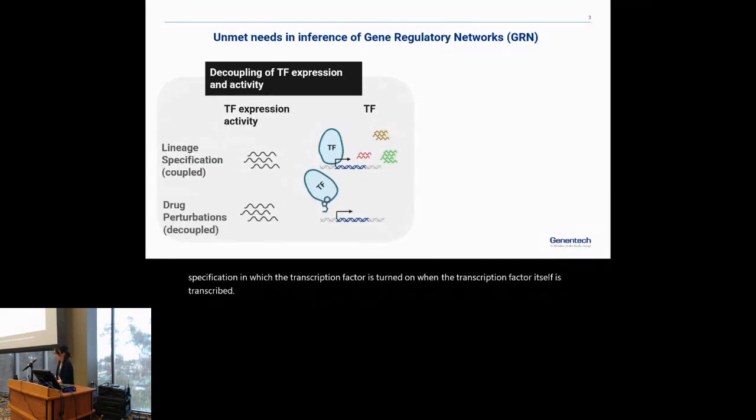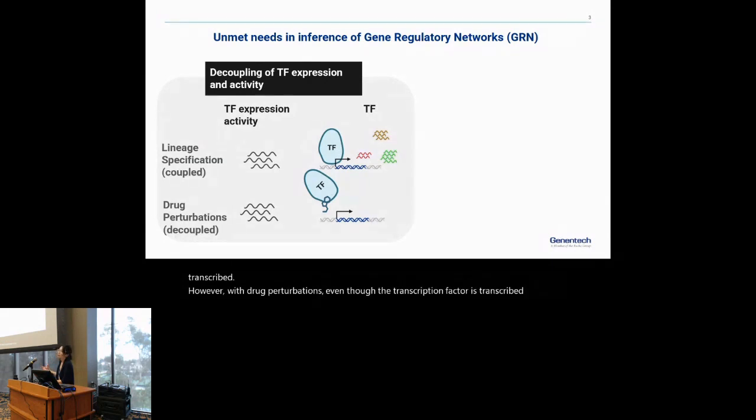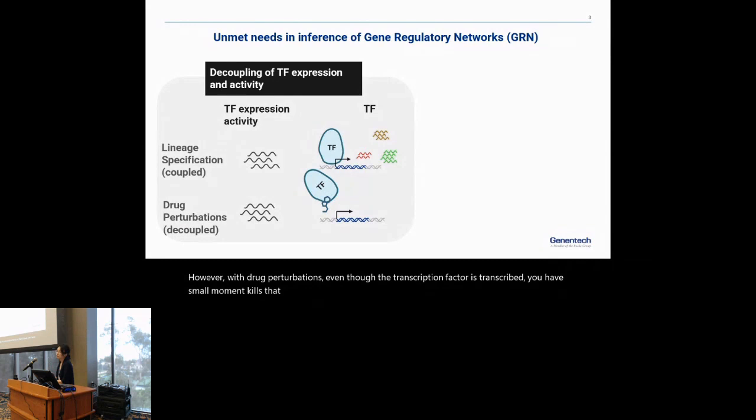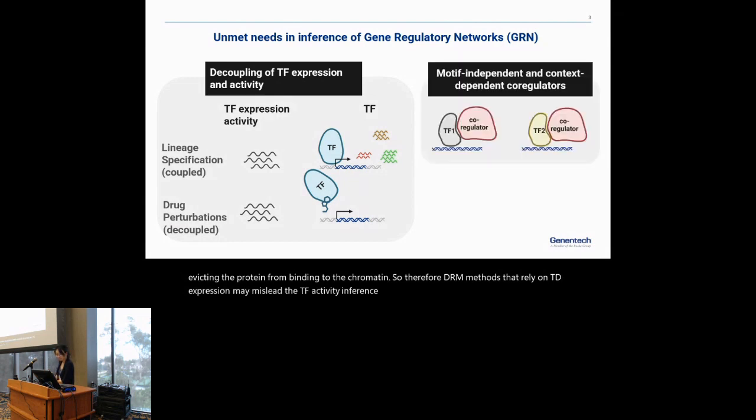However, with drug perturbations, even though the transcription factor is transcribed, you have small molecules that can interfere with the protein function. In this case, it's depicted as evicting the protein from binding to the chromatin. So therefore, GRN methods that rely on TF expression may mislead the TF activity inference.